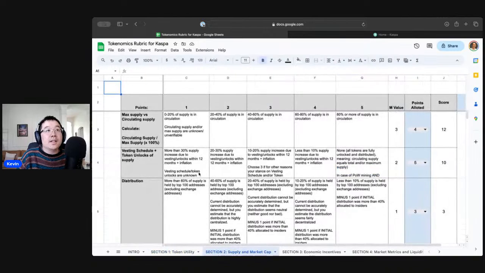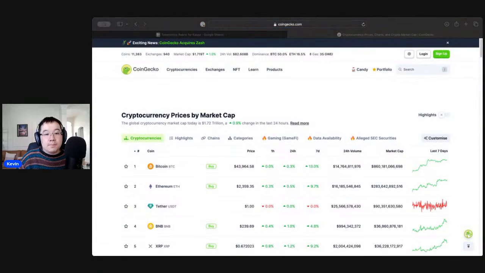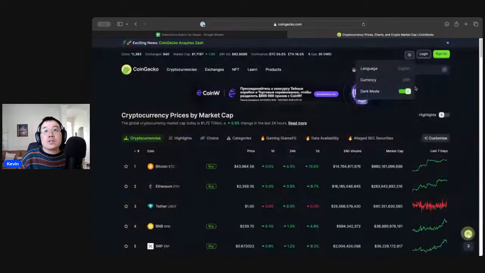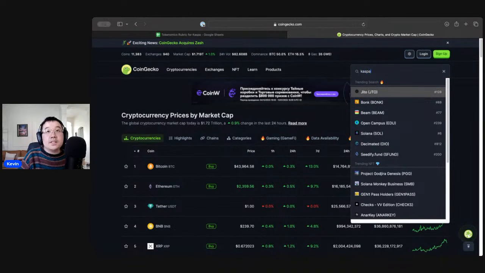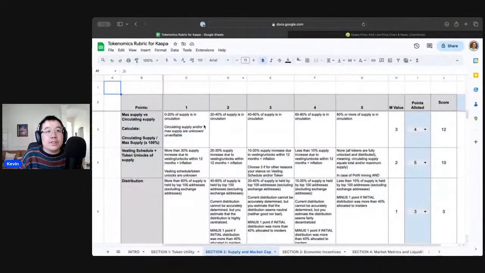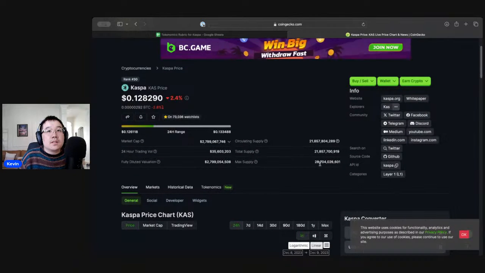Next, we're moving on to supply and market cap. Now, this is easy. Just go to CoinGecko. And let's take a look. Kaspa. Let me turn this on dark mode so I don't blind y'all. Okay, so the first question is max supply versus circulating supply. How much is in circulation?